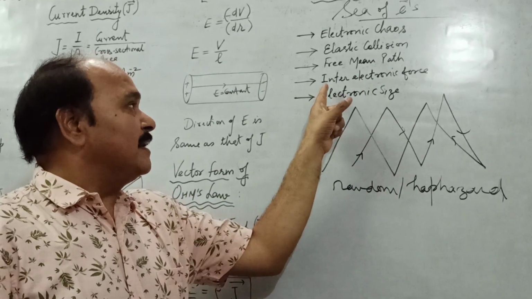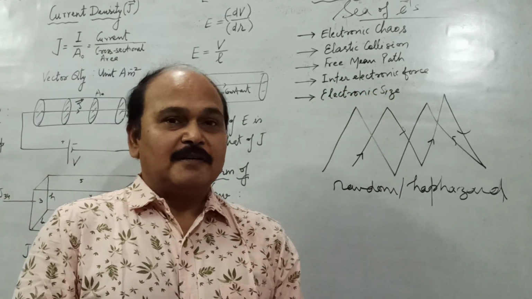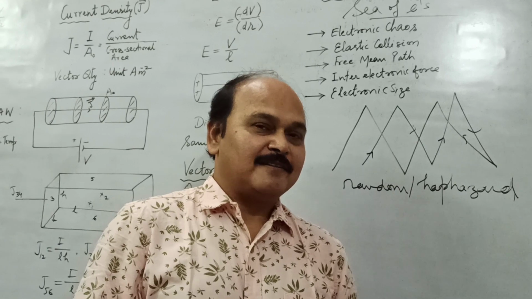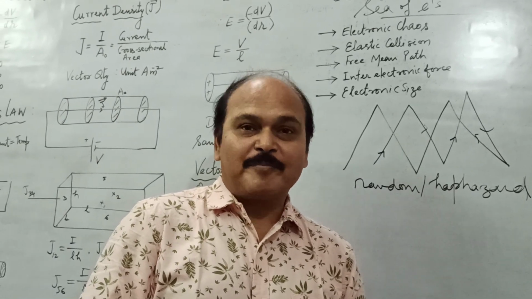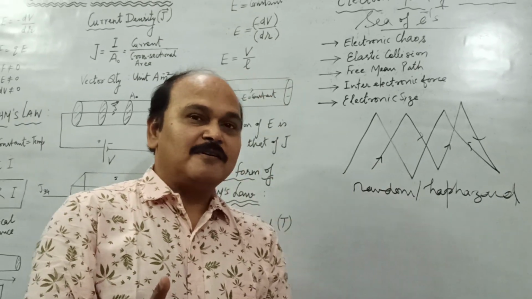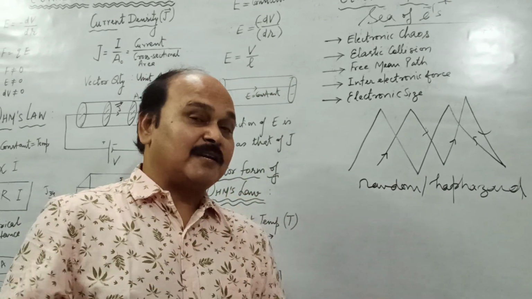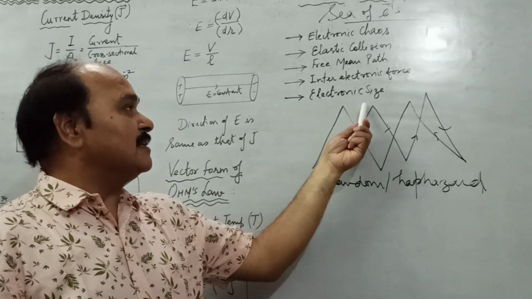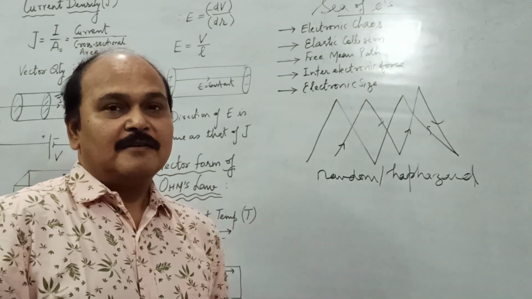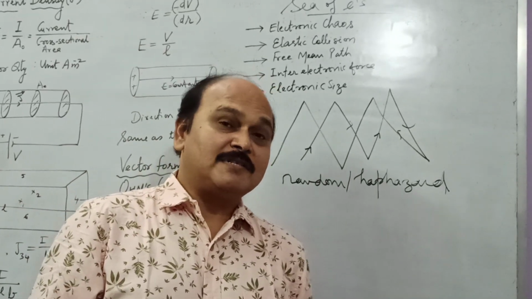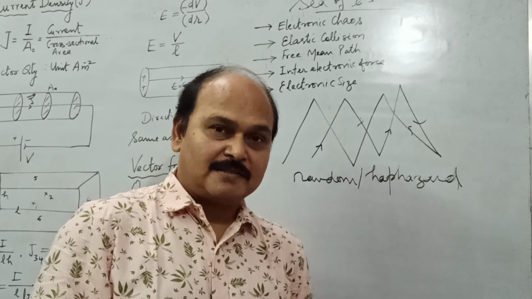And inter-electronic force: there exists no force of interaction between electrons. Electrons neither attract nor repel each other because they are too small. Their sphere of influence is very, very small. So even if they come very close to each other, they do not exert a force of attraction or repulsion over each other. Electronic size: the size of an electron is negligible. Every electron is just like a point charge as well as a point mass.